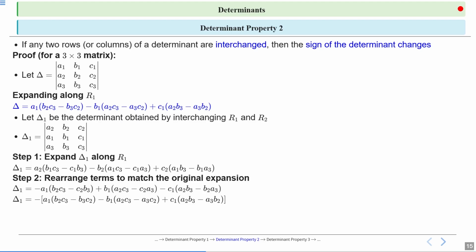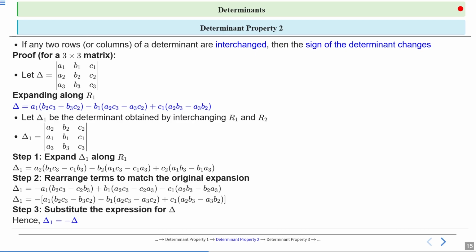So taking the negative sign out, we can see that the expression left is exactly the same as the determinant of the original matrix A1 B1 C1, A2 B2 C2, A3 B3 C3. So the determinant of matrix delta 1, obtained by interchanging R1 and R2, is equal to minus the determinant of the original matrix. So when we change any two rows of a determinant, the sign of the determinant changes.